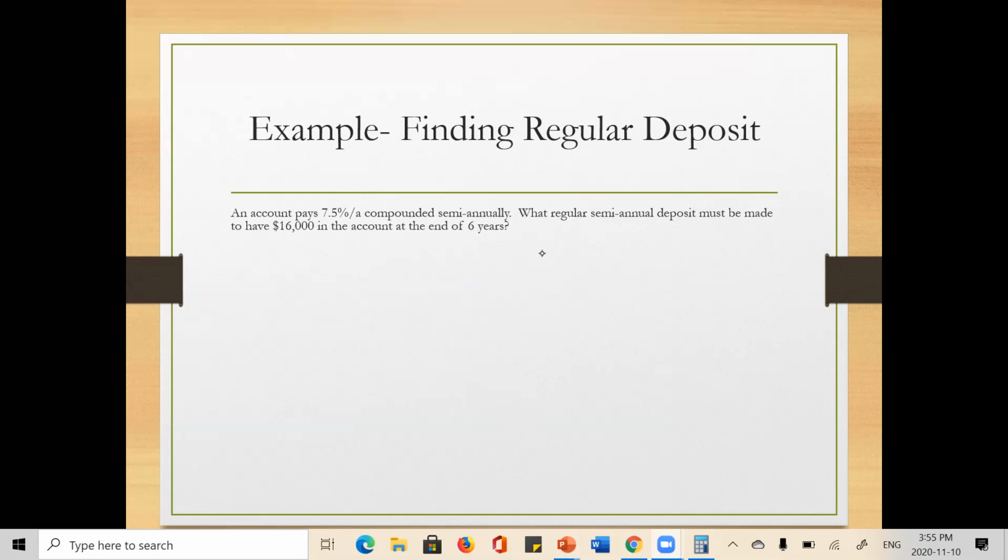So we sub in what we know so far. In this question, we're told that it is compounded semi-annually. So that means that we know our future value is, and I made a typo here, I totally meant to write 16,000. I wrote 1,800. I apologize for that. Our future value is 16,000. Our interest per compounding period is 0.075 divided by 2, which is 0.0375.